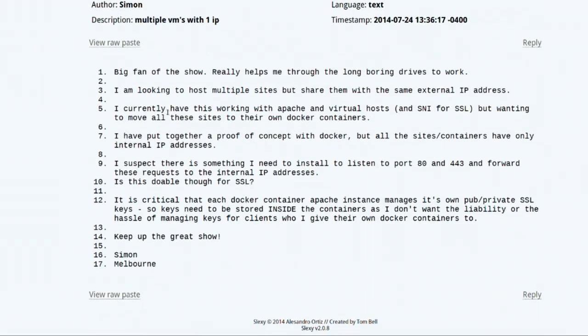It's critical that each Docker container's Apache instance manages its own public and private SSL keys, so keys need to be stored inside the containers, as I don't want the liability and hassle of managing keys for clients whom I give their own Docker containers. Keep up the great show, Simon from Melbourne.